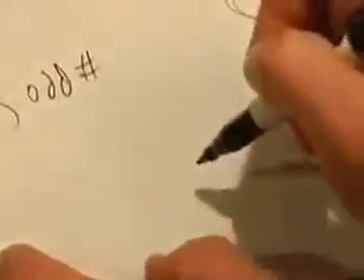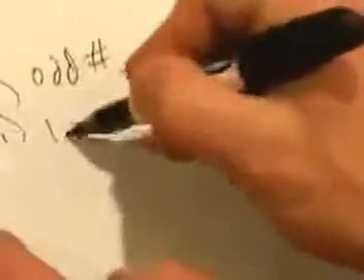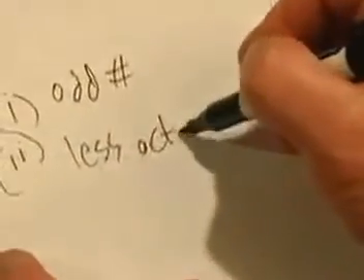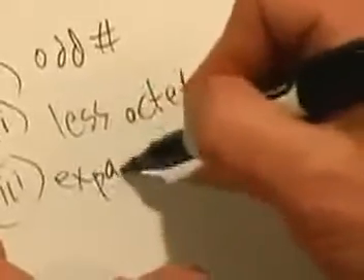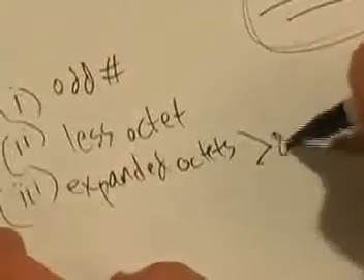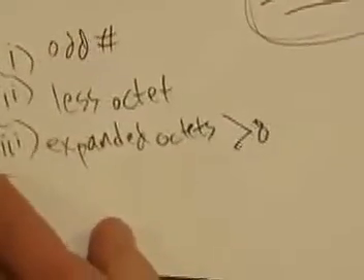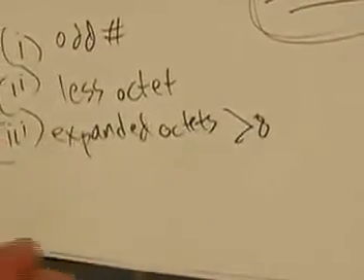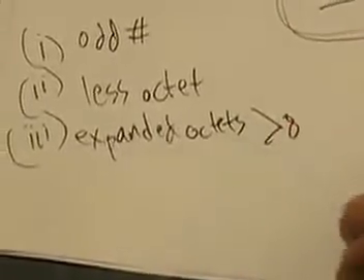Lastly, in this video cast, let's look at three exceptions. Three exceptions to drawing Lewis dot structures. Number one, let's look at where there's an odd number of electrons. Number two, let's look at where there are less than an octet of electrons. And then number three, let's look at where there are expanded octets, or more than 8, greater than 8 electrons somewhere. Odd numbers of electrons, less electrons, and expanded octets. Write those down. We're going to look at each one individually and do an exceptional example of each one.